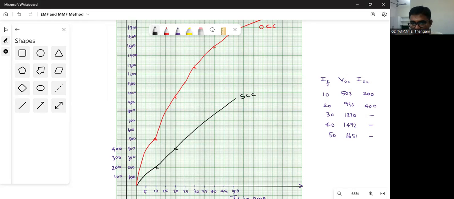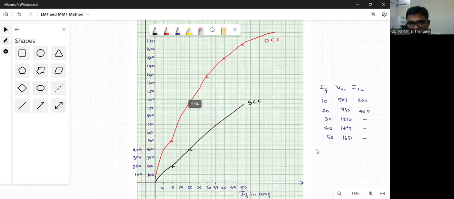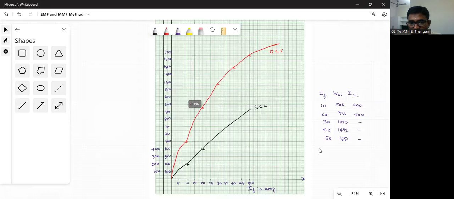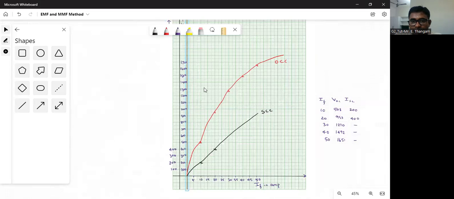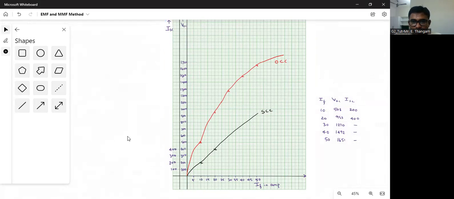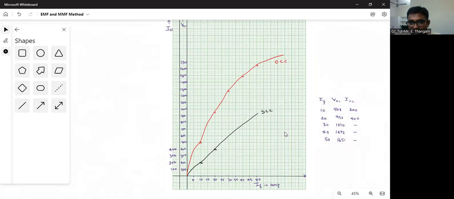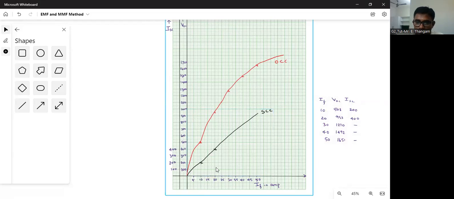See, I repeat, you listen carefully. The first and foremost step is to plot the open circuit and short circuit characteristics of the given machine, reading everything which is given in the problem. Field current versus VOC, you will get the OCC curve. Field current versus ISC, you will get the SCC curve.